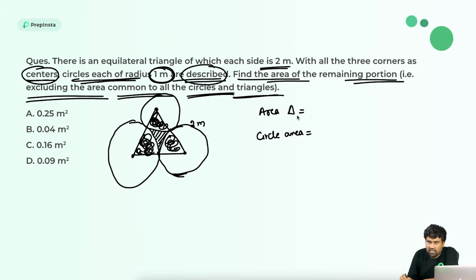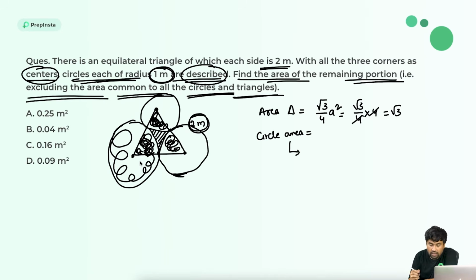Area of the equilateral triangle. The equilateral triangle formula is nothing but root 3 by 4 a square. So root 3 by 4, the side of the triangle is 2, so 2 square is 4, so 4 got cancelled, root 3. The area of the circle is how much? You don't have to find the entire area of the circle, right? Always you need to find this intersection area with the triangle.